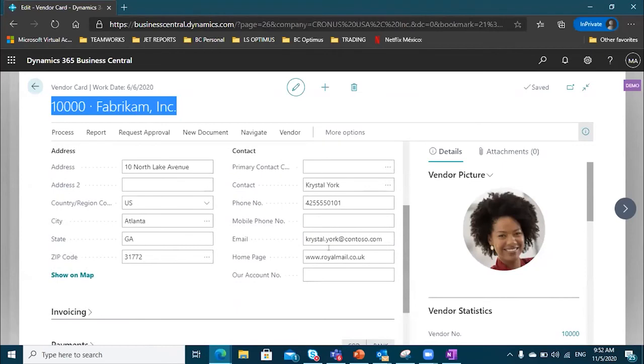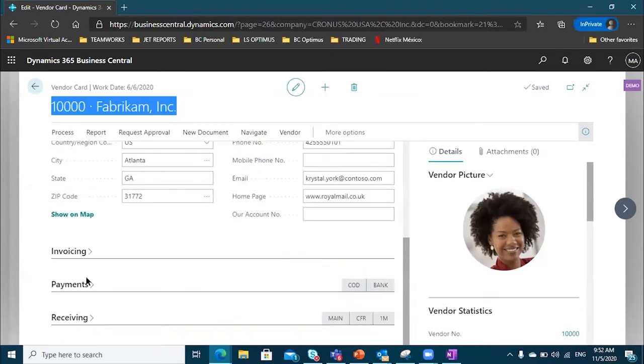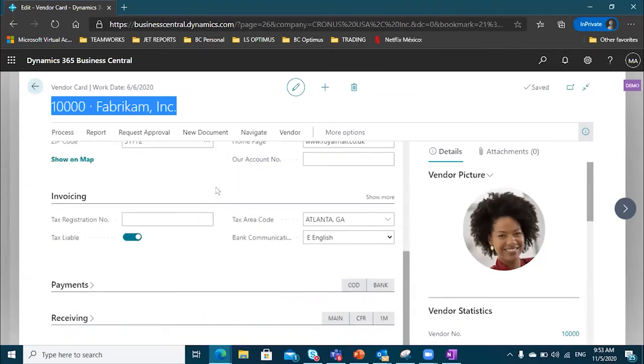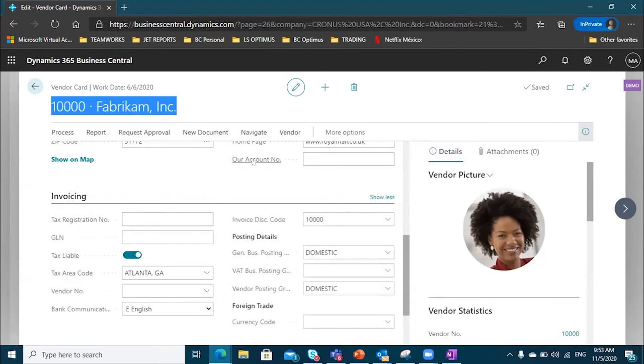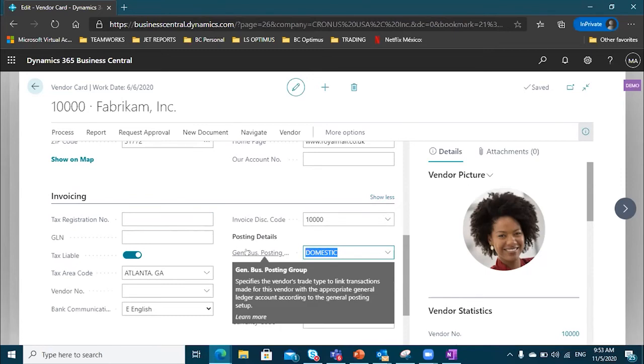Okay, any currency could be reported. Now, the important part for me in this webinar is to understand the general business posting and the vendor posting. These are two different fields that I have in the vendor card. The general business posting group is related to the general explanation that I had just done before.